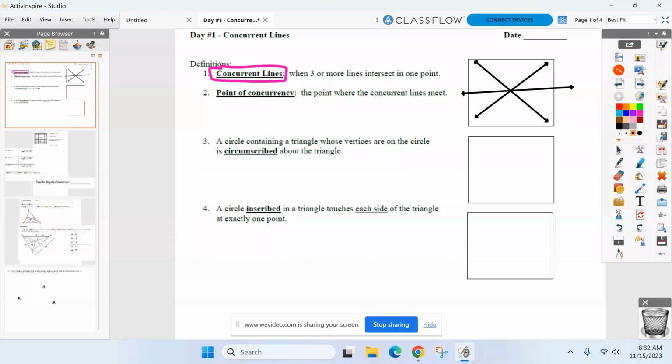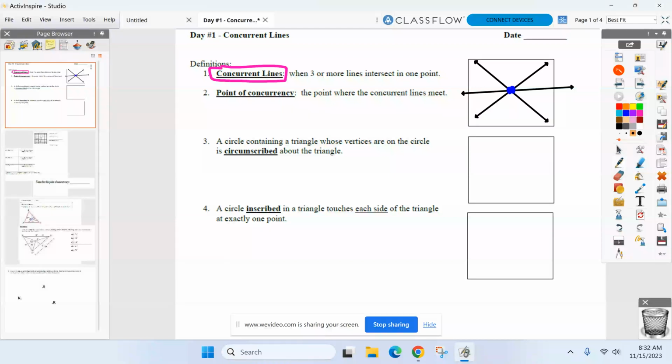If I have 2 lines that intersect, they're not concurrent. That's got to be 3 or more, everybody. 3 or more that intersect at the same point is called concurrent lines. So I want to start using that word now. If you see 3 lines or more that intersect at the same point, you call them concurrent, not 3 lines that intersect. Mark that point where they all intersect.